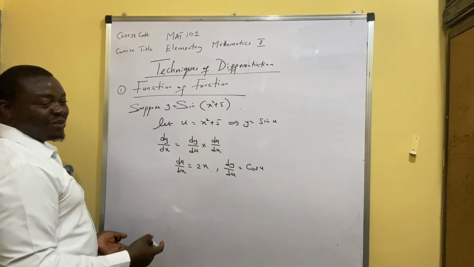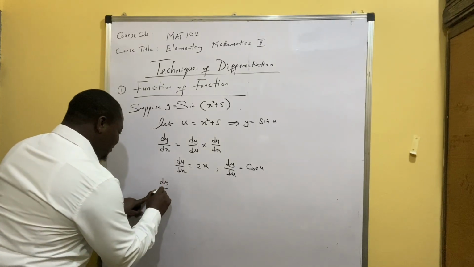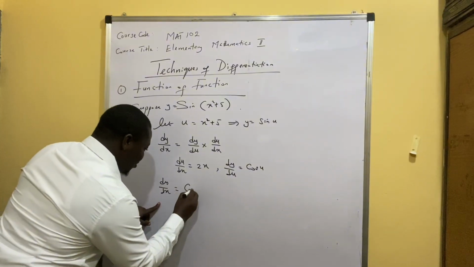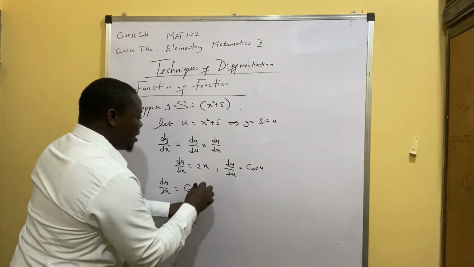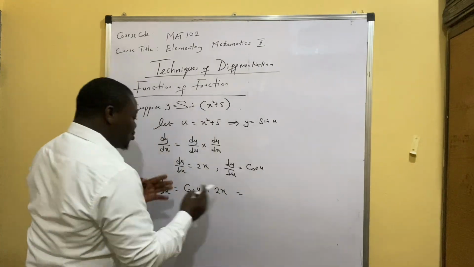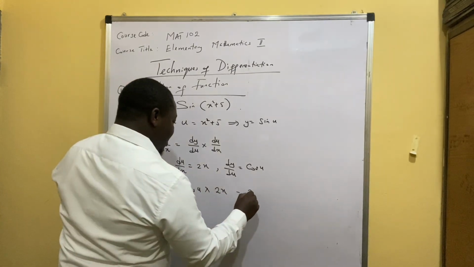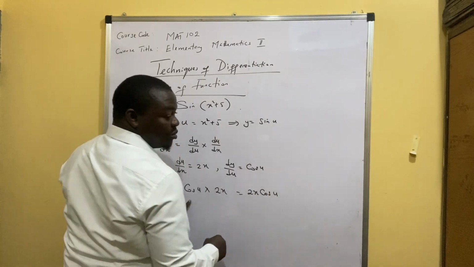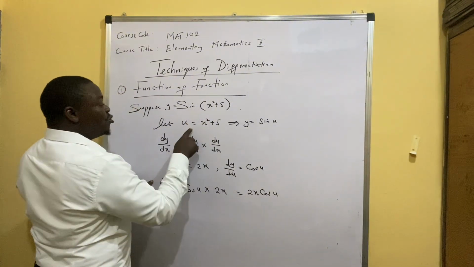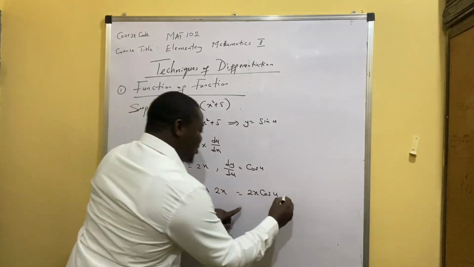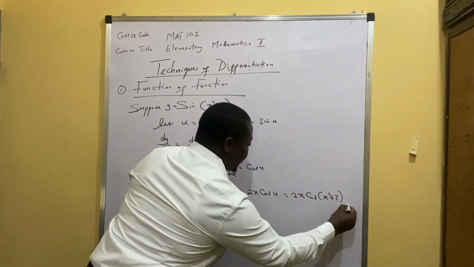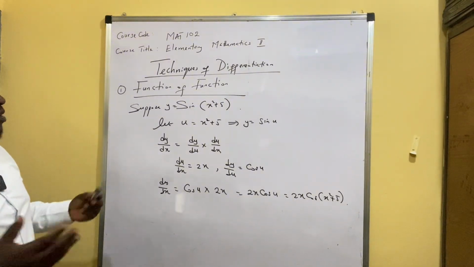Then you just substitute into this formula. Okay. So we now have that dy dx equals dy du, which is what? Cos u multiplied by 2x, right? If you multiply these two, you can write it so that it looks beautiful as 2u cos u. But remember that it must be a function of x. You will now replace the value of u, so that it will now become 2x cos of x squared plus 5. That is it. That is function of function.